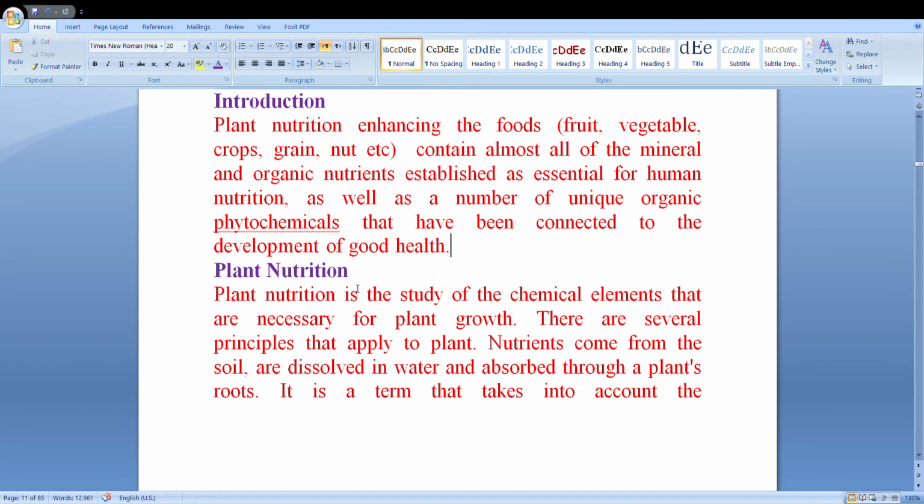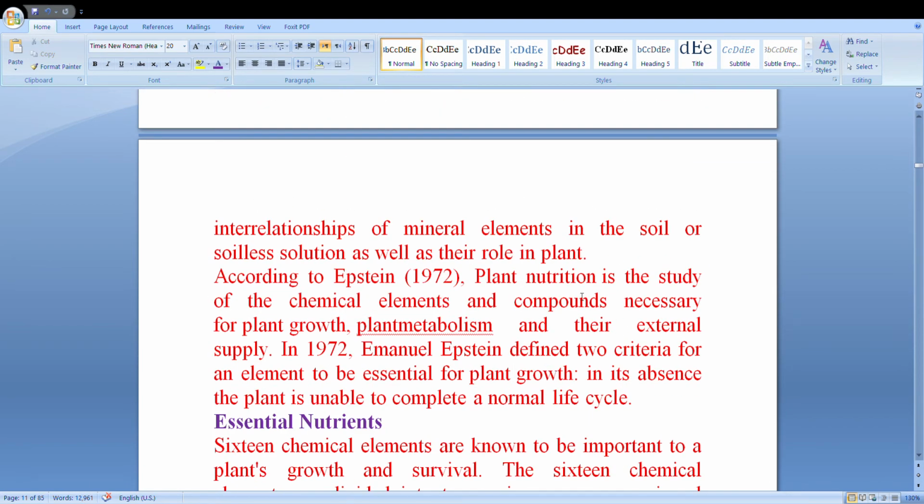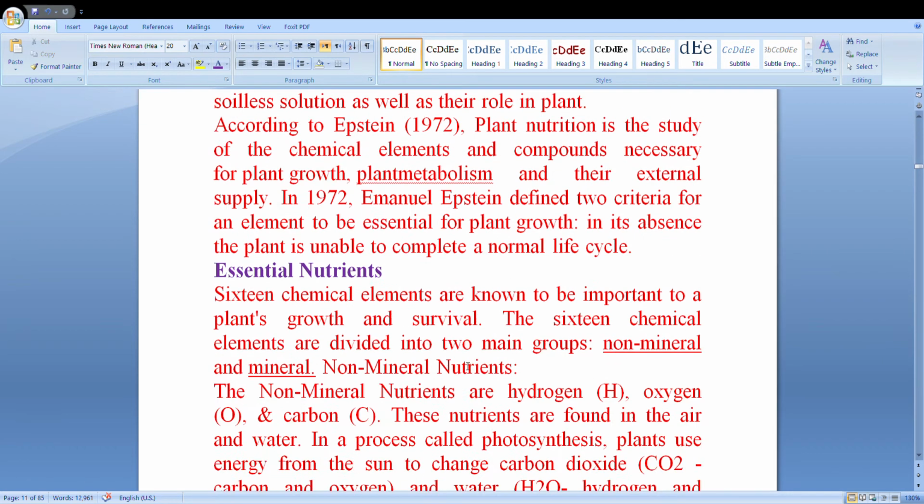Like one thing is plant nutrition. Plant nutrition is the study of the chemical elements that are necessary for plant growth. There are several principles that are applied to plants. You can see here different scientists also said about plant nutrition. Essential plant nutrients: 16 chemical elements are known to be important to plant growth and survival. 16 chemical elements, in two main groups, non-mineral and mineral groups.